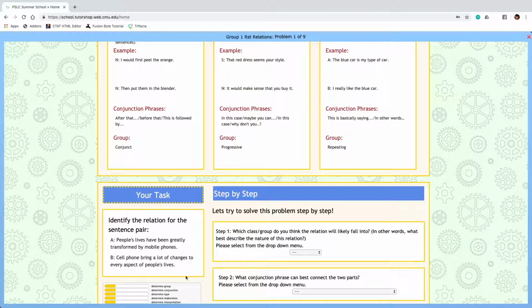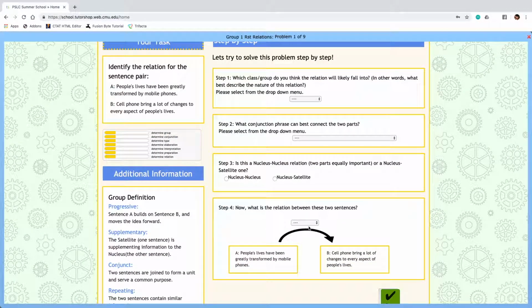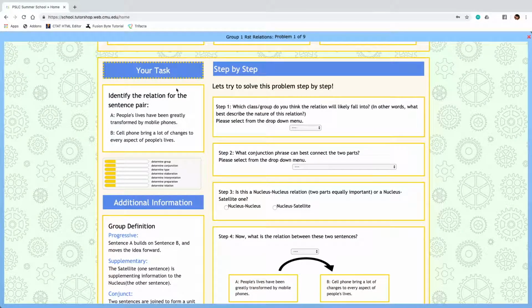And then you'll be tasked with choosing the relation for this sentence pair here. But instead of being asked to choose directly the relation, you will be scaffolded with several steps, each step roughly correlated with one skill, shown here in the skill bar. Now let's take a try of this task.